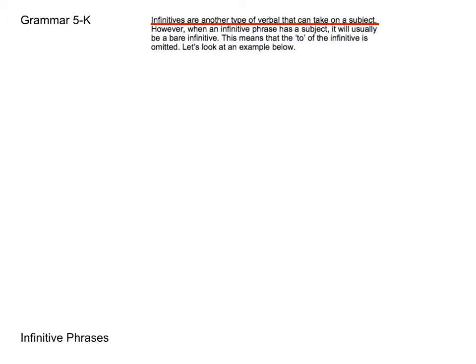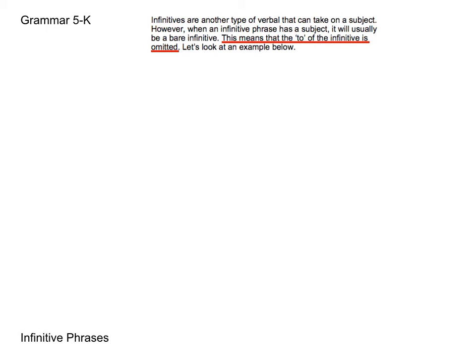And before we jump into that, we need to understand a type of infinitive that's kind of unique and different from what we've been looking at so far. There are things called bare infinitives. When you have a bare infinitive, the to of the infinitive is omitted. And usually this is to make the sentence flow a little bit better.